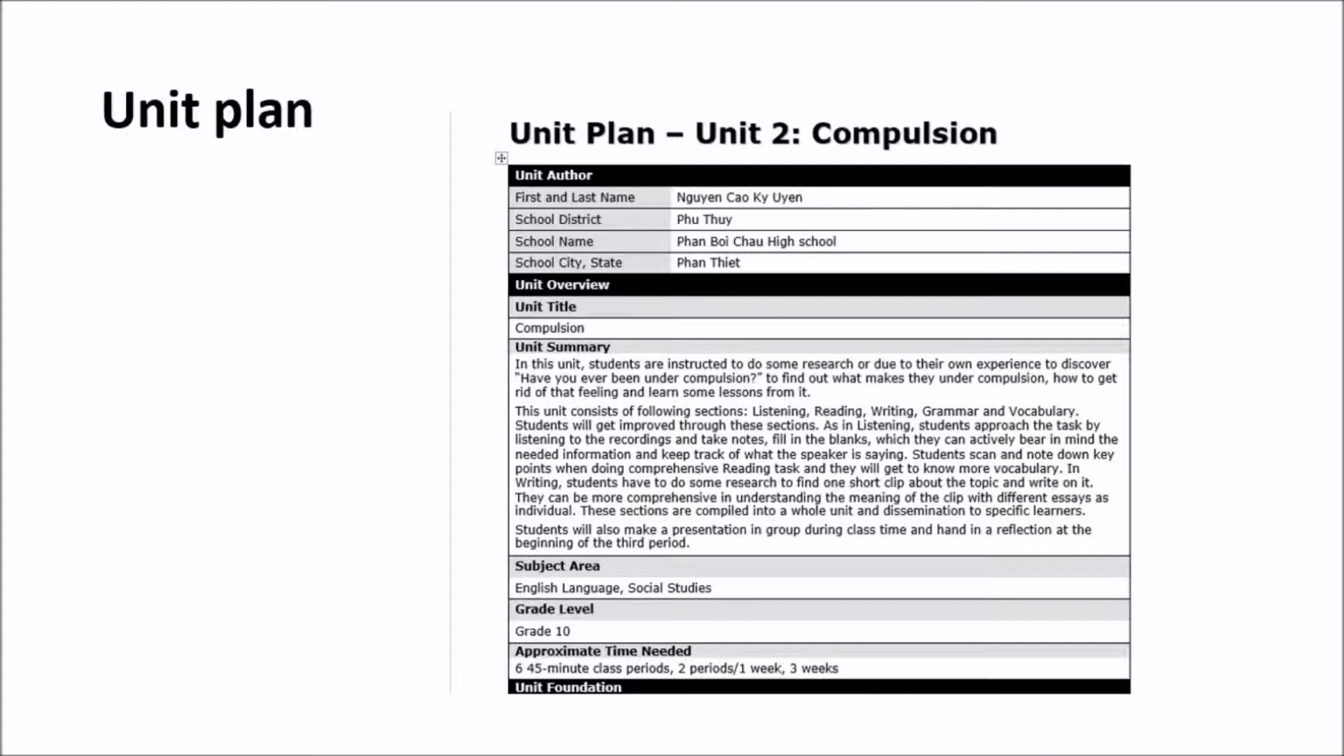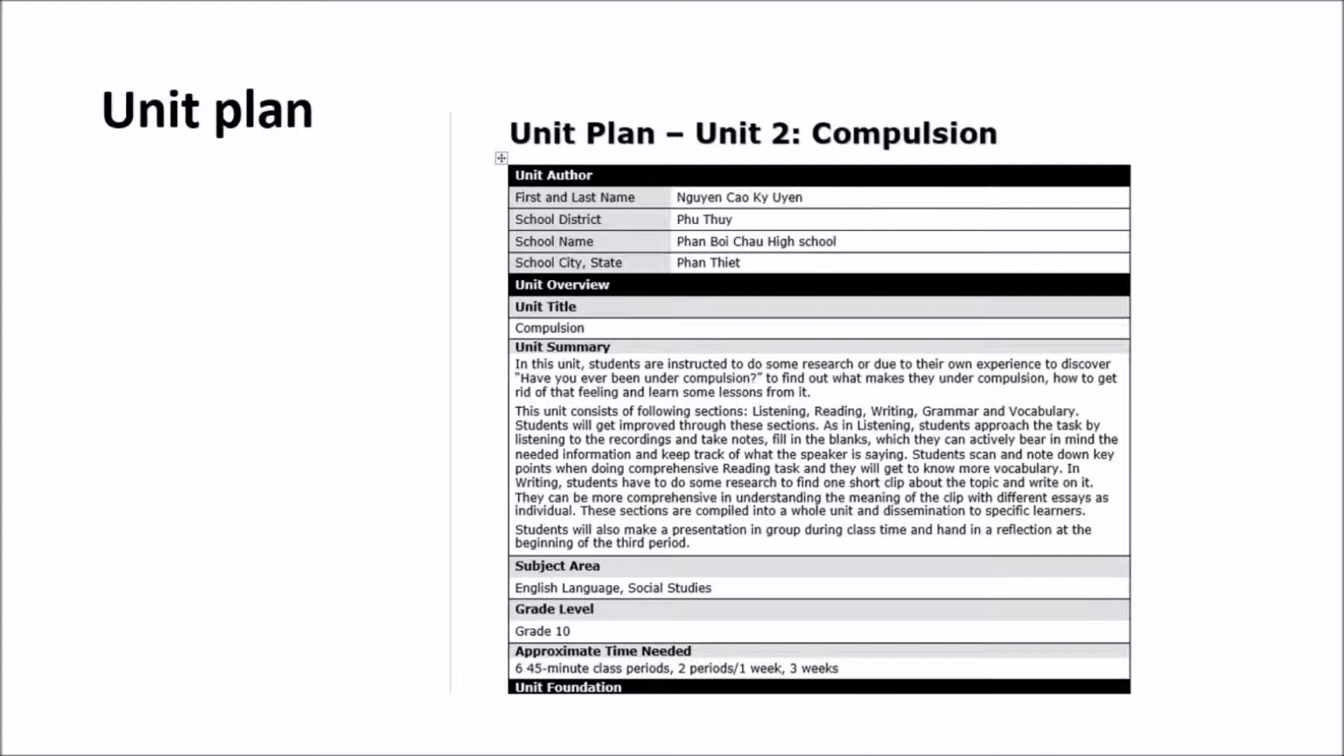The first part of the unit plan is Overview. The unit title is Composition. In the unit summary, students are instructed to do some research or draw on their own experience to discover whether they have ever been under compulsion, to find out what makes them feel under compulsion, how to get rid of that feeling and learn some lessons from it. This unit consists of the following sessions: listening, reading, writing, grammar, and vocabulary. Students get to improve through these sessions.